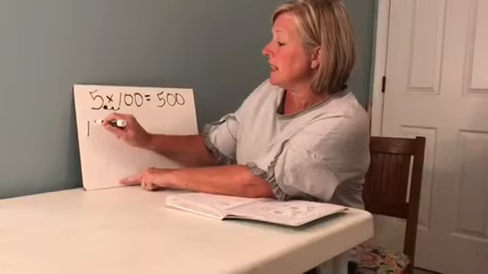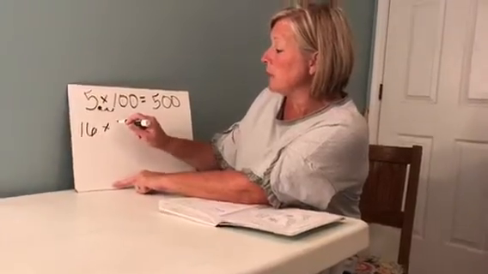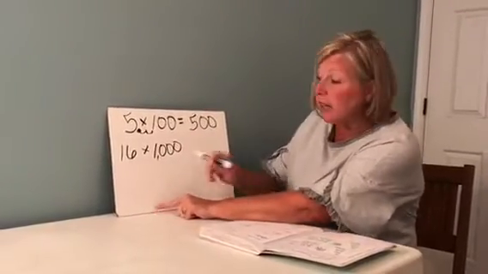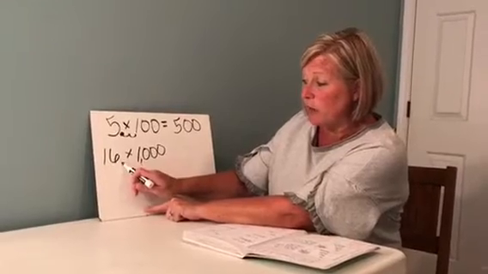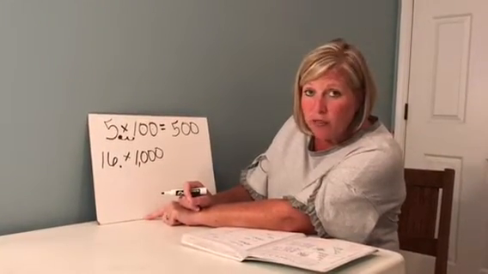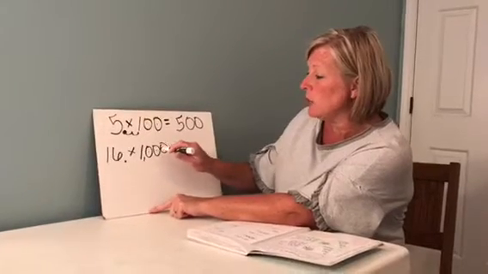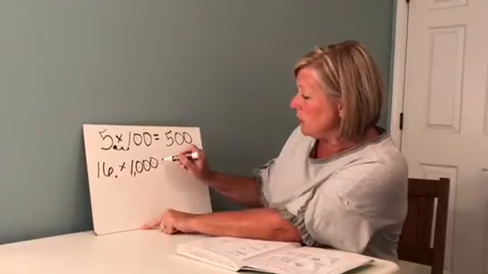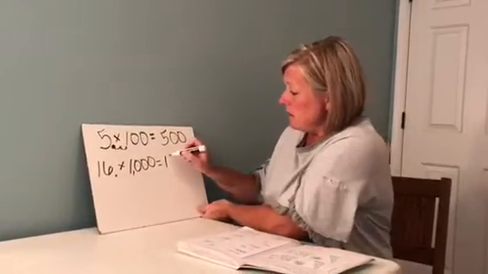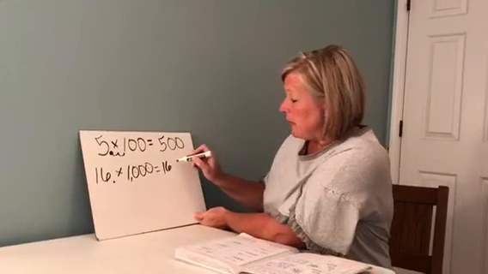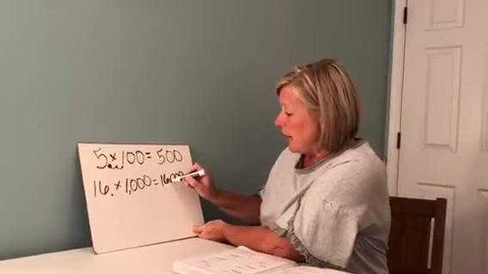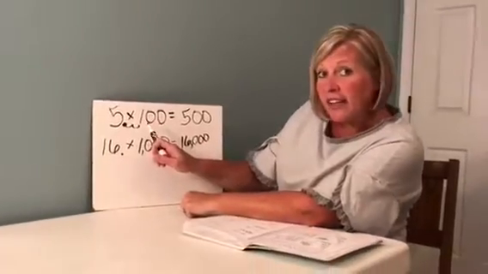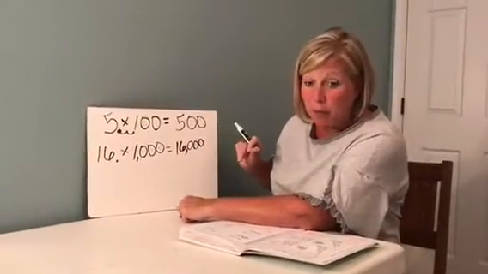Let's try another one. Let's try 16 times 1,000. Okay? Where's my decimal right now? It is after the 16. It's going to be right there. How many places are we going to move it? Well, count your zeros. 1, 2, 3. And since it's multiplying, we're moving it to the right. So here's the answer. 16. And then move your decimal 3 places to the right. So 1, 2, 3. Okay? Multiplying. So you multiply the fact, you count your zeros, and then you add the same number of zeros.